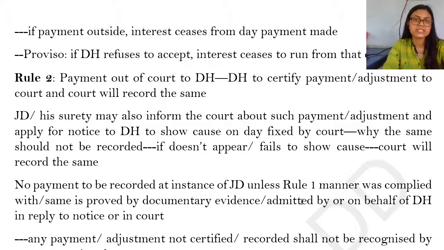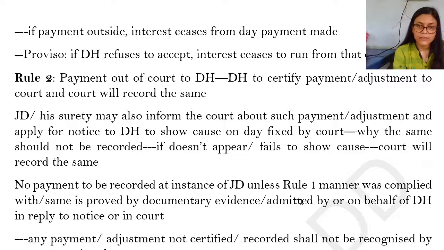Now, rule number 2 says that if the payment is made out of court, the decree holder would first have to certify such payment or adjustment, and the court will record the same. The judgment debtor or a surety can also apply and inform the court about the same. Here, notice will be sent to the decree holder to show cause why it should not be recorded, and if the person fails to appear or fails to show cause, then the court will record the same.